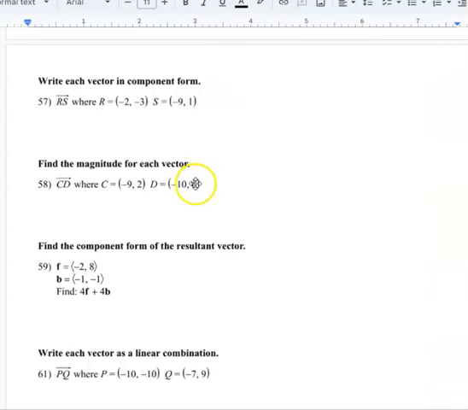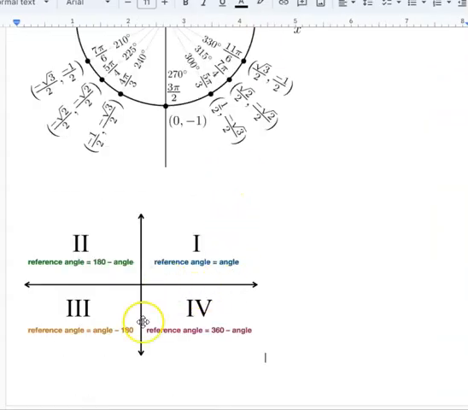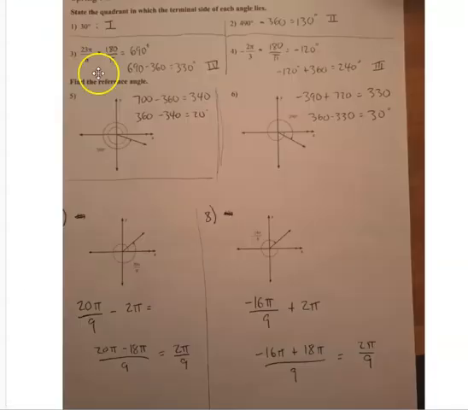All right, so 5 through 8 want reference angles. What that means is I want the quadrant 1 equivalent of it. If it's a quadrant 1 angle, that's the answer. If it's a quadrant 2 angle, you do 180 minus whatever they give you. That'll make it a quadrant 1 angle. If it's a quadrant 3 angle you're given, you do the angle minus 180, and that gives you the quadrant 1 angle. If it's a quadrant 4 angle, you do 360 minus the angle, and that gives you the quadrant 1 angle. So for number 5, we're given 700.